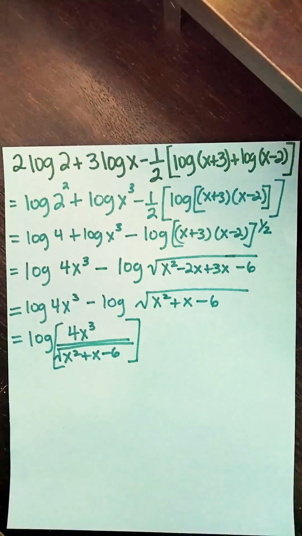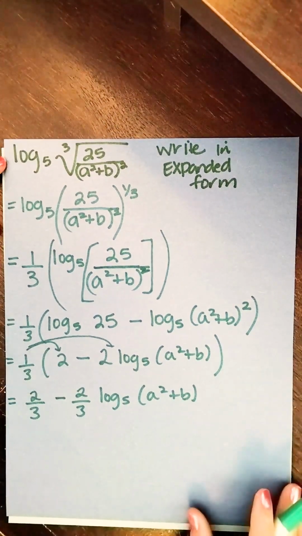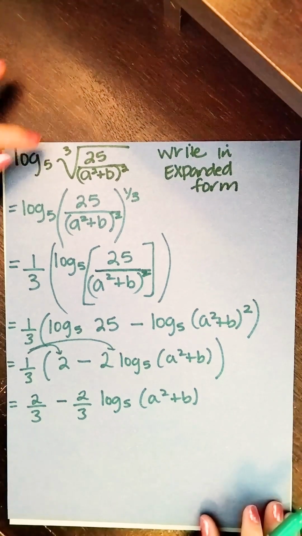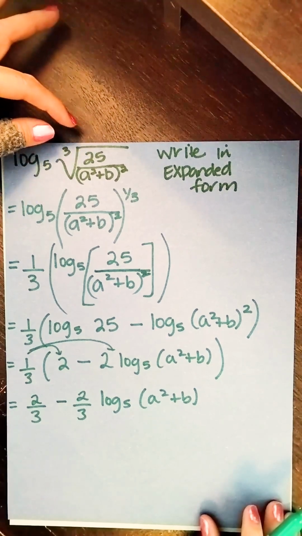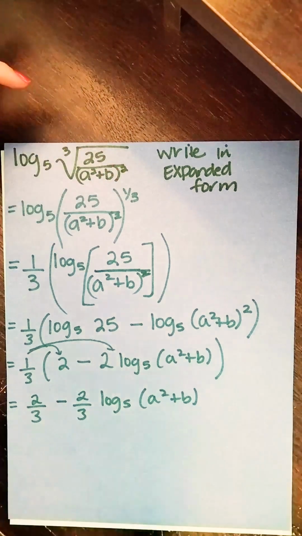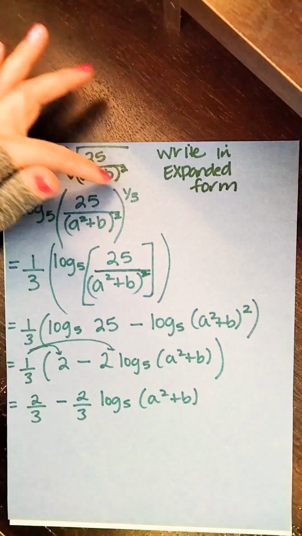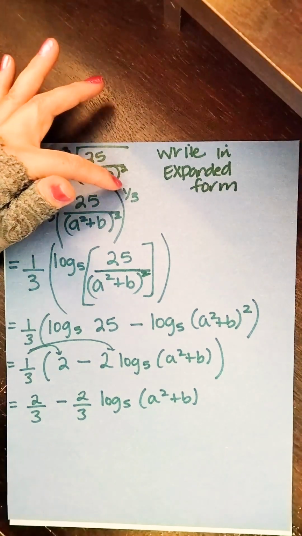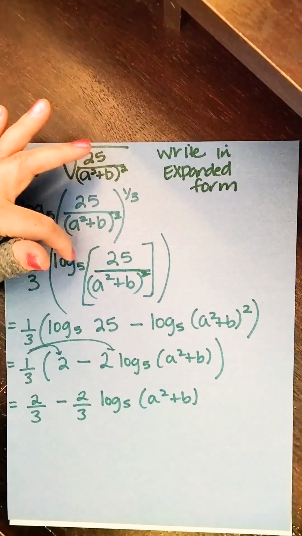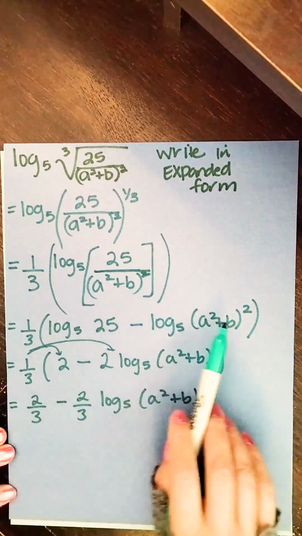In our previous problem, we went from condensed to expanded. We had just one log, and then we expanded it. A root can be written as a power, and a cube root is a 1/3 power, and we use the power property of log, so we brought the 1/3 to the front times the log base 5 of a quotient. So that's the log base 5 of the numerator minus the log base 5 of the denominator.